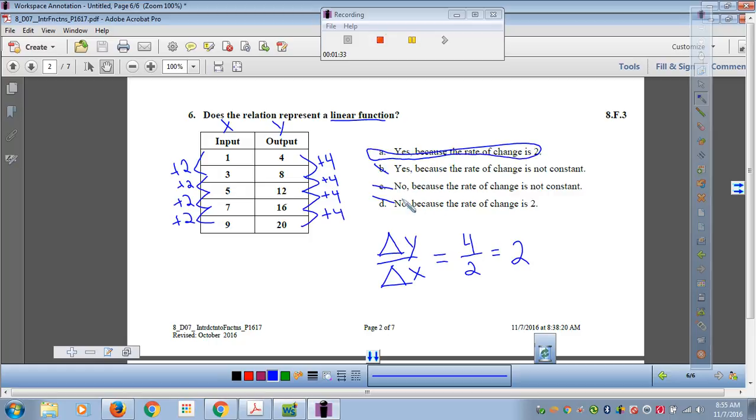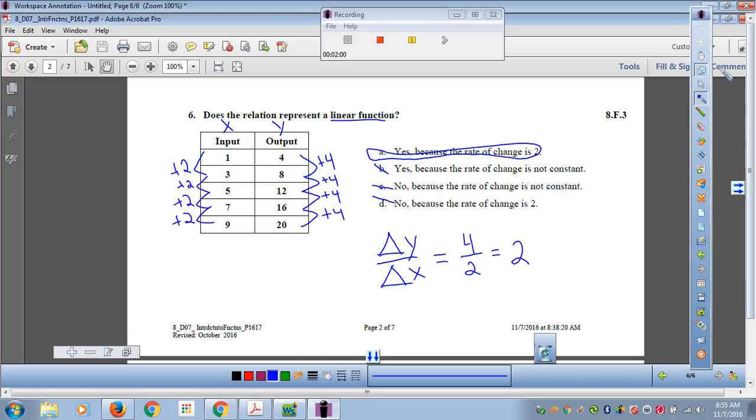So if you look at the choices, B and D could not be possible anyways. No, it's not a linear function because the rate of change is 2. If there is a rate of change, then it is a linear function. So D could not be no, and B could not be yes. Those wouldn't work at all. So the only possibilities were A and C, and A is obviously the correct answer.